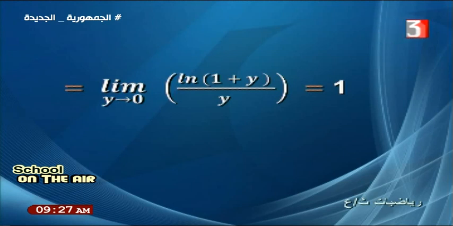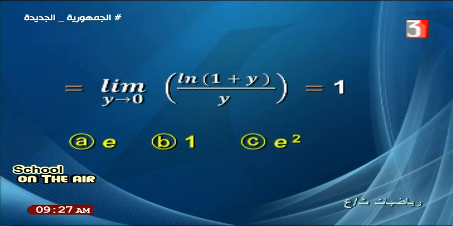This limit equals 1. Then the limit of the function ln(x minus 2) over (x minus 3) when x tends to 3 equals 1. And we can choose the correct answer, which is B.